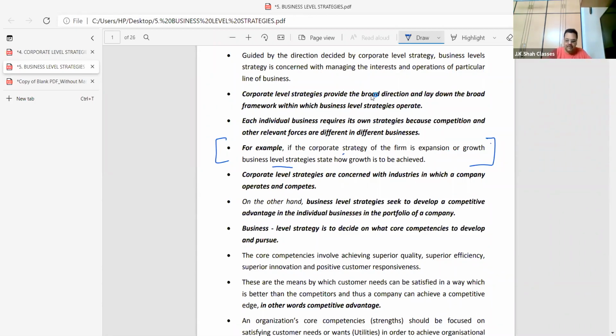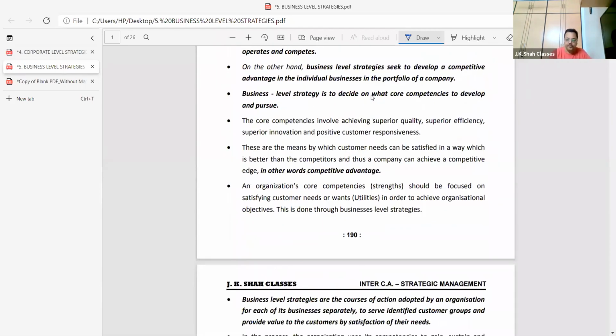Corporate level strategy, that's fine. Industry, and here it is business firm. These are important, students. Business level strategy is to decide on what core competencies to develop and pursue. If you are doing business, you are selling goods, then there should be something core in your product. That core in your product has to be the responsibility of business level managers.